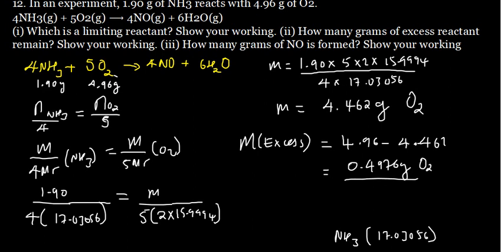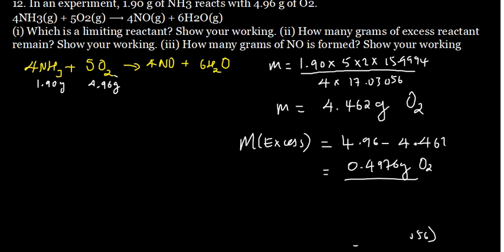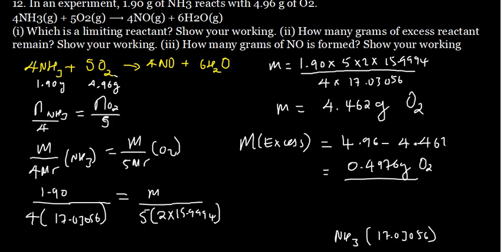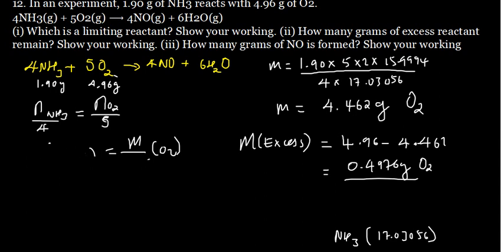How many grams of nitrogen monoxide is going to be formed? So to determine the number of moles or the grams of the product formed, you always use the limiting reagent. Always use the limiting reagent.